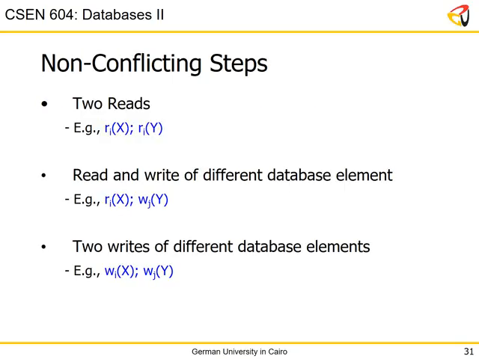So what are the non-conflicting steps? Remember, non-conflicting steps are the ones that we are going to play with. These are the ones that we are going to manipulate to generate a schedule that's fair, that is also equivalent to a serial schedule. So there are three non-conflicting steps.